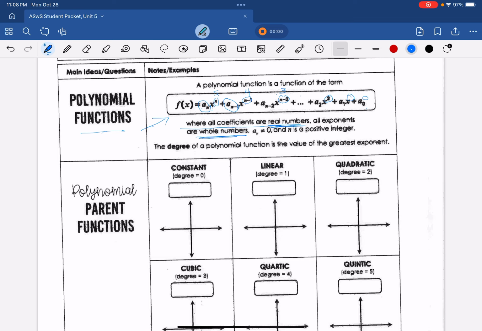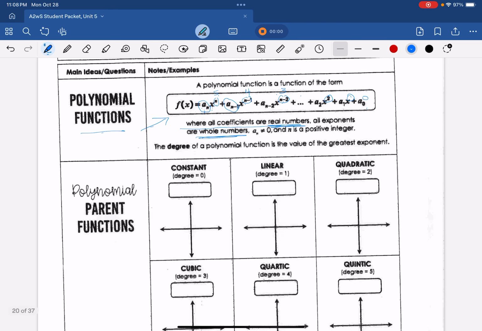They're going to be whole numbers. Okay? And it will never be 0. So it will be an integer. It could be a negative number or it could be a positive number, but our exponents will always be positive or 0. That's what I want you to remember about this.